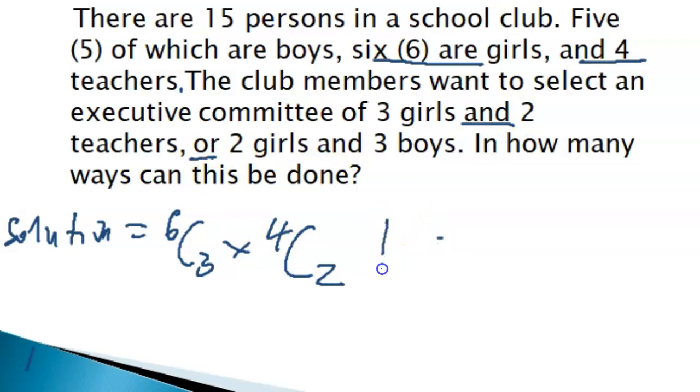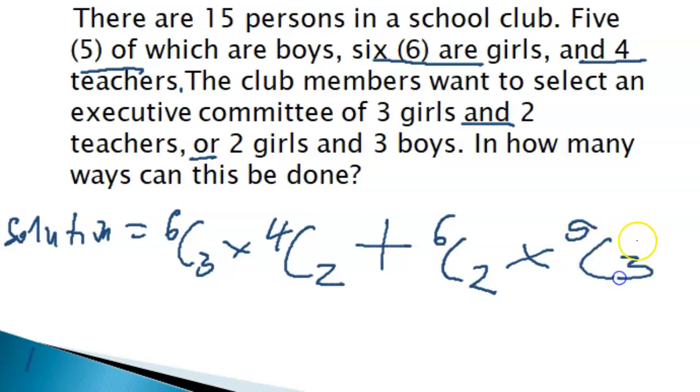Or, so we have plus for "or", 2 girls and 3 boys. So 2 girls, how many girls again? 6. So 6 choosing 2 girls, and 3 boys. How many boys do we have? We have 5 boys. So from the 5 boys, we're selecting 3 boys. So that's 5 choose 3.